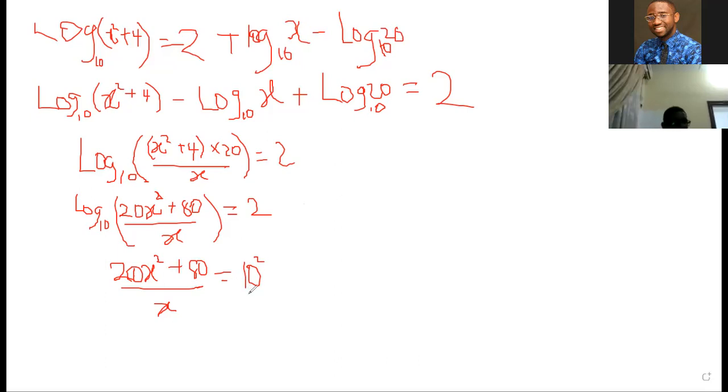Let's continue. Now, do you understand why this is 10 raised to power 2? Do you understand why it's 10 raised to power 2? Yes, sir.